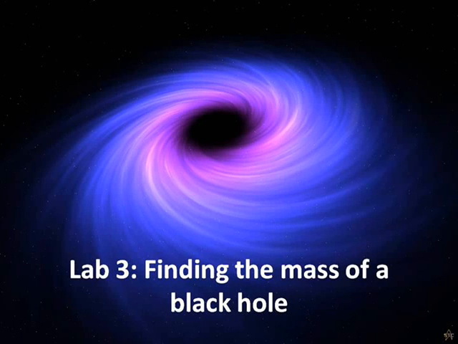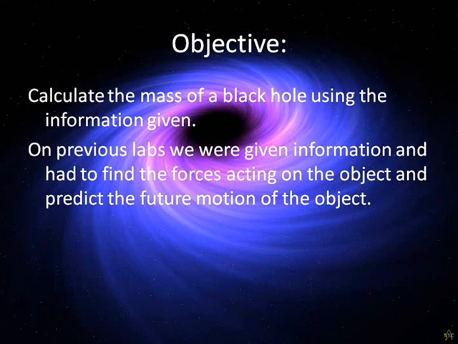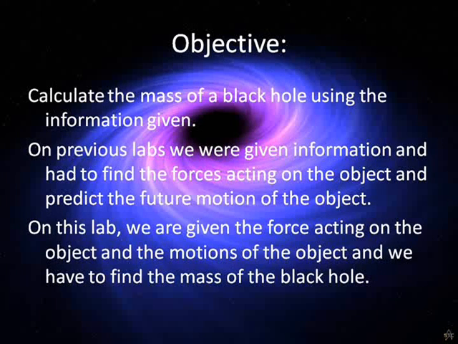Hello everyone, this is Lab 3, Finding the Mass of a Black Hole. The objective of this lab is to calculate the mass of a black hole using the information given. For Labs 1 and 2, I was given some information and by using Tracker, Python, and VIDLE, I was able to obtain the forces acting on the object and the future motion of the object. For this lab, I will reverse this process, meaning I have been given the object's motion and forces acting on it to find the mass of the black hole.